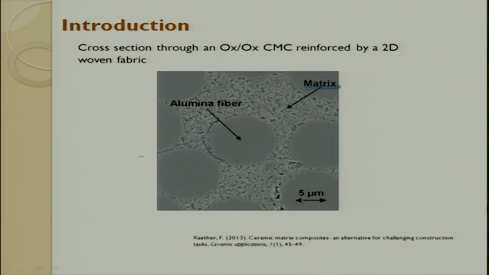So, you can see this is 5 microns. So, this reinforcement may be somewhere around 10 to 15 microns. Okay, this is an alumina fiber, this is one cross section. So, you can see how it is done. It is reinforced by a 2D woven fabric; they have done it using a 2D woven fabric.